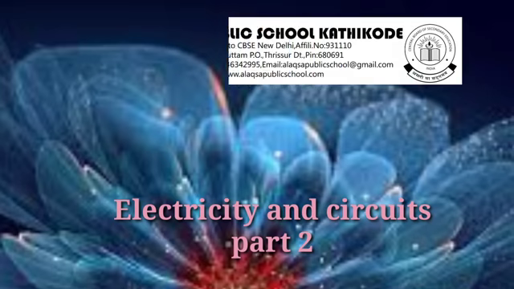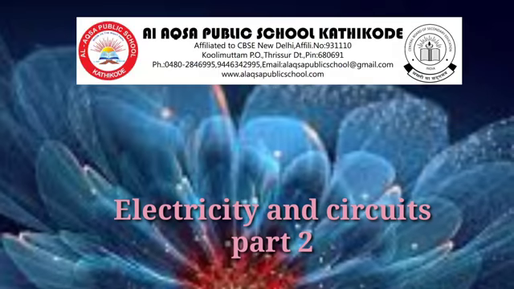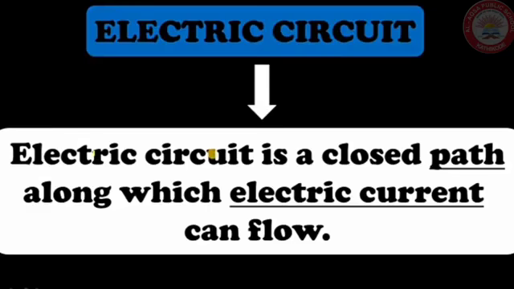Hi children, today we will discuss electricity and circuits part 2. In the last class we discussed an electric cell and a bulb. Now we will discuss the electric circuit. An electric circuit is a closed path along which electric current can flow.